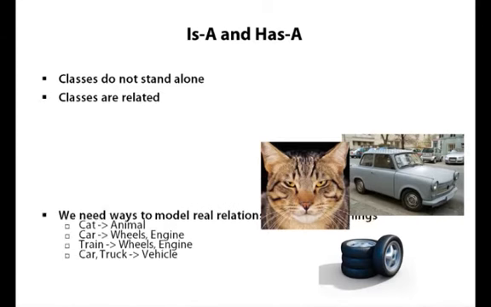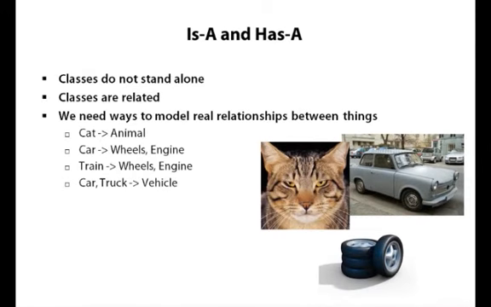So let's talk a little bit about the ISA and HASA relationship in Java. And really, the purpose of discussing this is because in Java, you're pretty soon going to find, as you're programming in Java, that classes don't stand alone, that classes actually need to depend on other classes, that you really have relationships between classes. So one class is going to be related to another class in some way, and they're usually going to be related through either an ISA relationship or a HASA relationship.